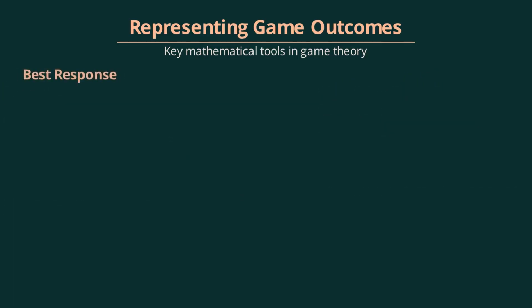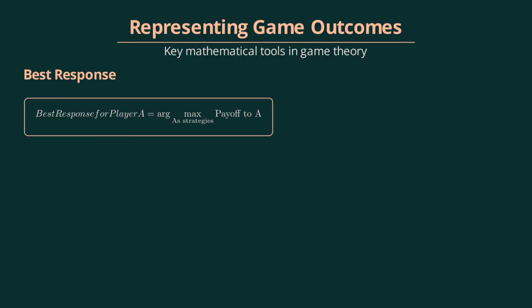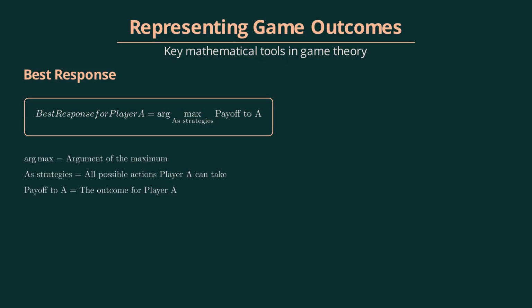Next, we have the concept of best response, which guides a player's optimal strategic choices. This formula helps us find player A's best strategy, which maximizes their payoff, given the opponent's moves. The term argmax means we are looking for the argument or strategy that yields the maximum possible value. A's strategies refers to the complete set of all possible actions or choices that player A can make. And payoff to A simply represents the numerical outcome or benefit player A receives from a specific action.